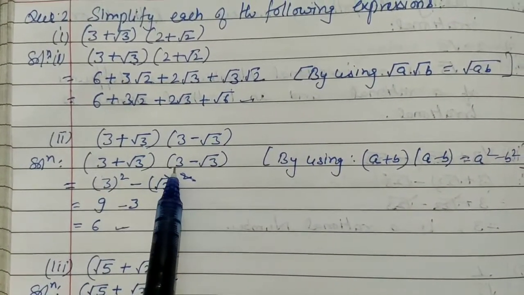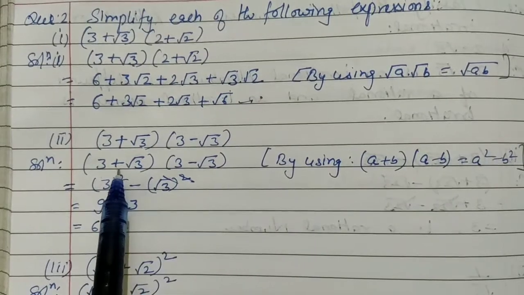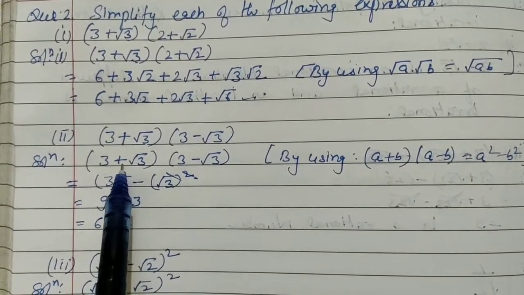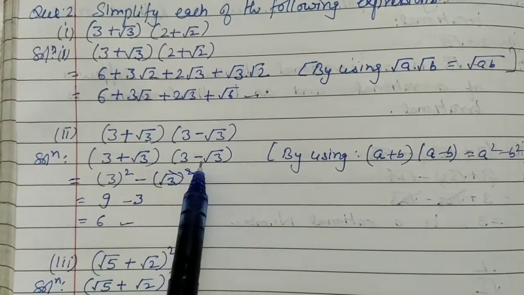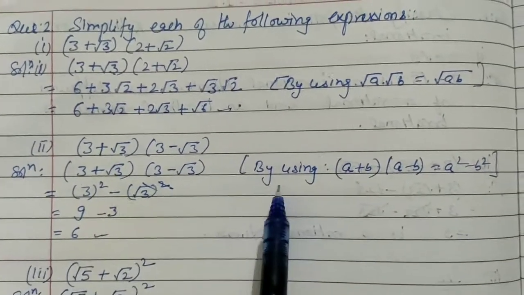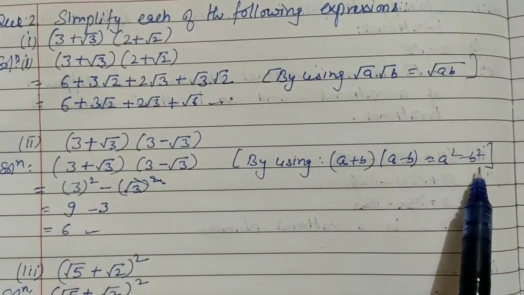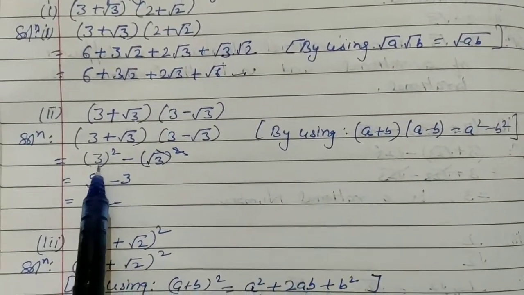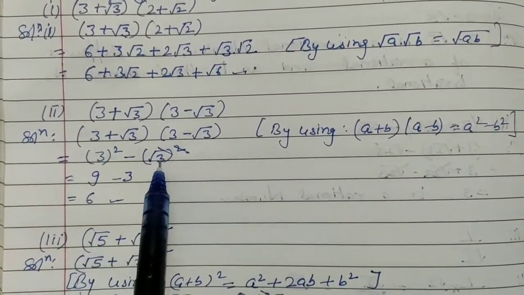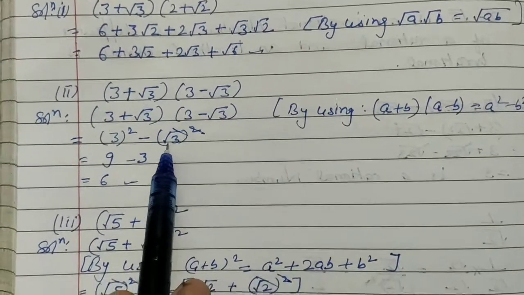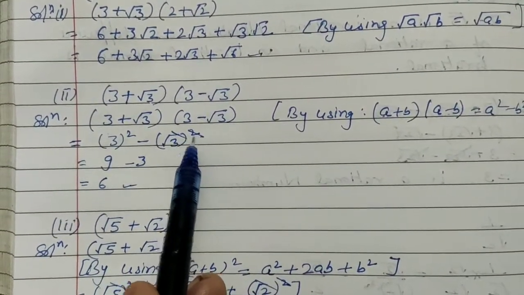So we have a and b as like terms, with opposite signs: here this is a positive sign and here this is a negative sign. So we can use the property that a plus b into a minus b is a square minus b square. Here a is 3, so this will be 3 square, and b is under root 3, so this will be under root 3 square. So this square and square root sign will be cancelled.